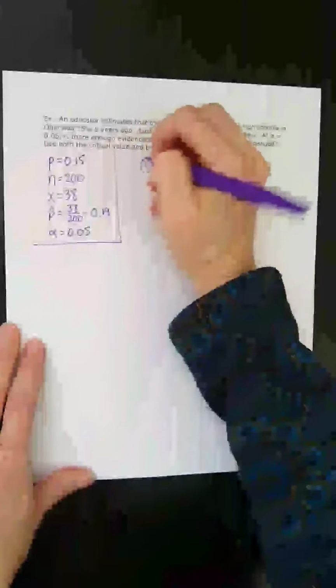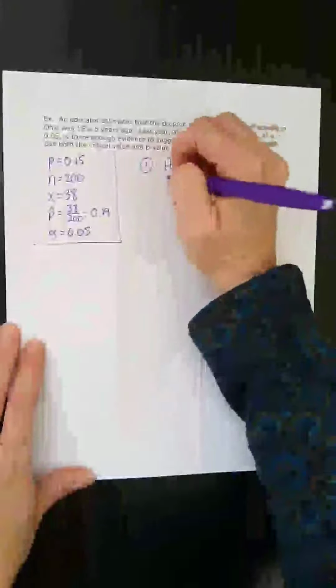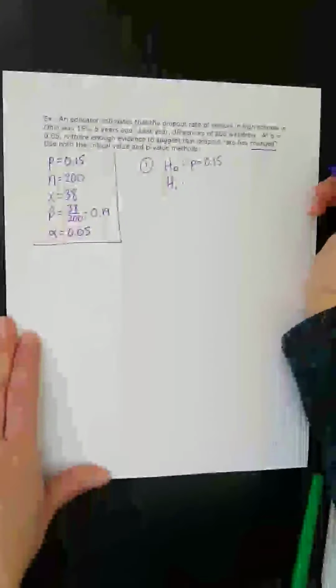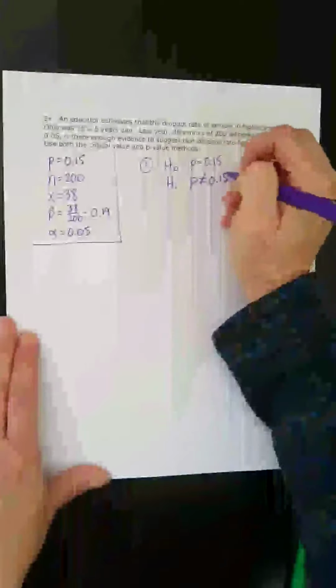Then we start our 5-step process. We need to write 2 hypotheses, the null and the alternate. So the null is the status quo. They said it was 15% 5 years ago. So we're going to say, okay, it's 0.15. But what do we think? What are we looking into? We're looking into, is there enough evidence to suggest that it has changed? Did it say increased or decreased? No, it just said changed. So our alternate hypothesis is that it is no longer 15%.